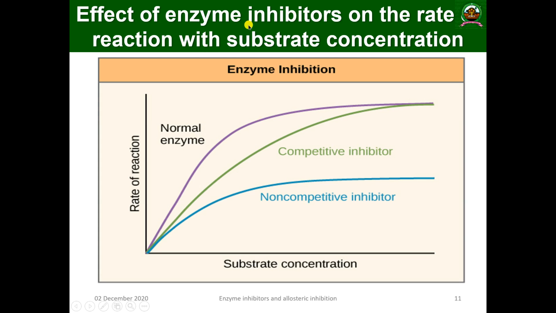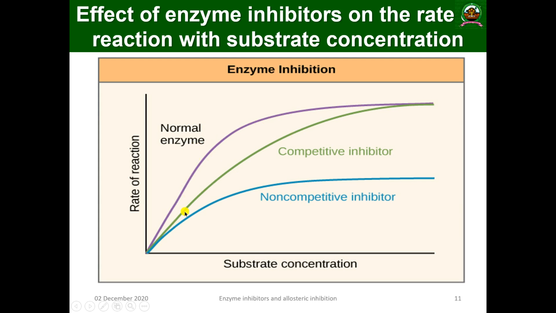So this is the effect of an enzyme inhibitor on the rate of reaction versus substrate concentration. This is a normal enzymatic reaction, as proposed by Michaelis and Menten kinetics. As the substrate concentration increases, the rate of the reaction also increases. When it reaches the saturation level, it slowly levels off.